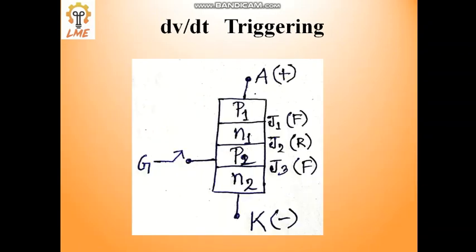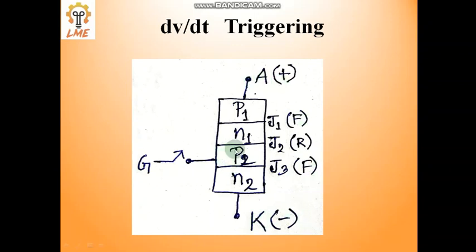So the next one is dV by dt triggering. dV by dt means what? Rate of change of voltage, rate of change of voltage with respect to time. Here, what do we actually want to say? We want to say that the gate terminal is open. Assume the gate terminal is open, so forget everything about the gate. Now think of the anode as positive and the cathode as negative.